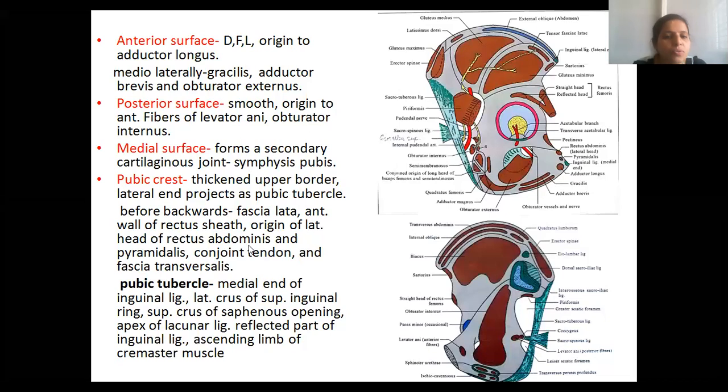What I want you to remember more clearly is this line, the pubic crest, and this projection, the pubic tubercle. Pubic crest and tubercle should be very clear. And the inguinal ligament attachment extends from the anterior superior iliac spine to the pubic tubercle like this. That's what you have to remember.